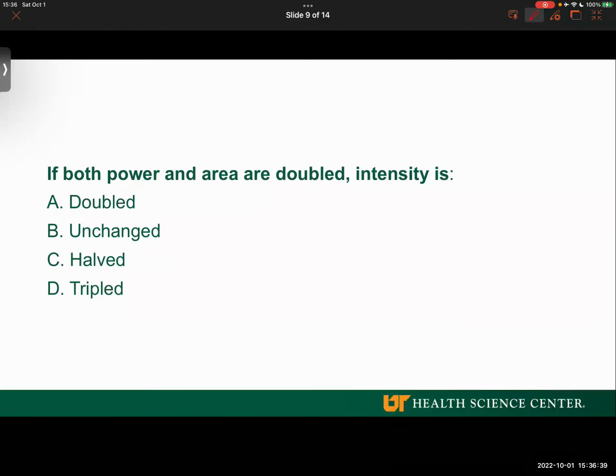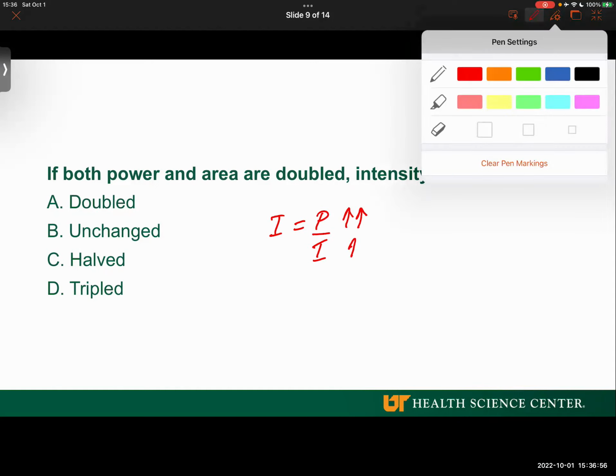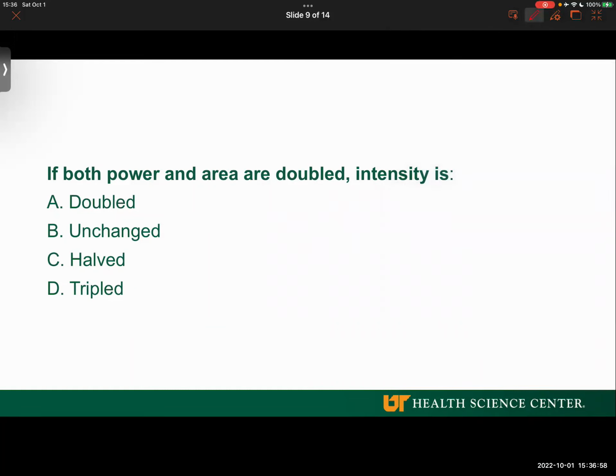If both power and area are doubled, then intensity is, so we apply the same equation. We said intensity equals power divided by area. So if we increase the power twice and the area twice, then there should be no change. So the answer is unchanged.